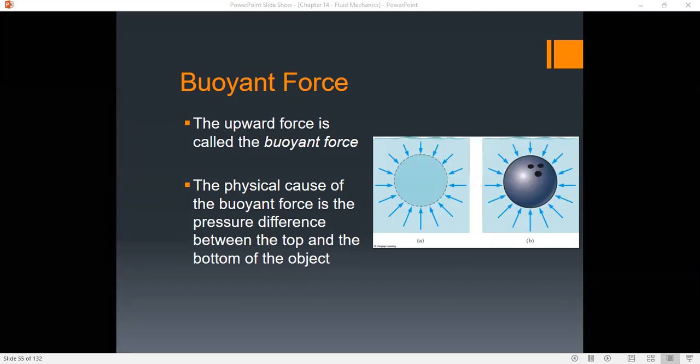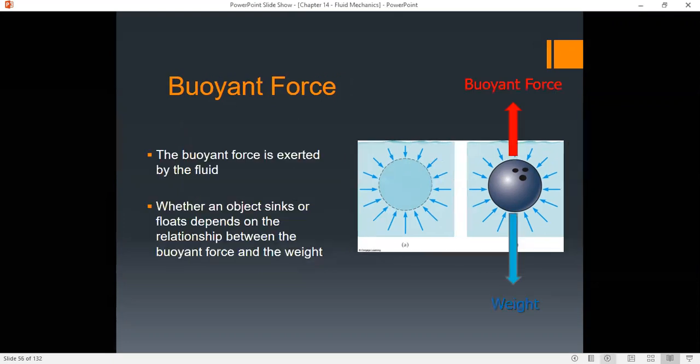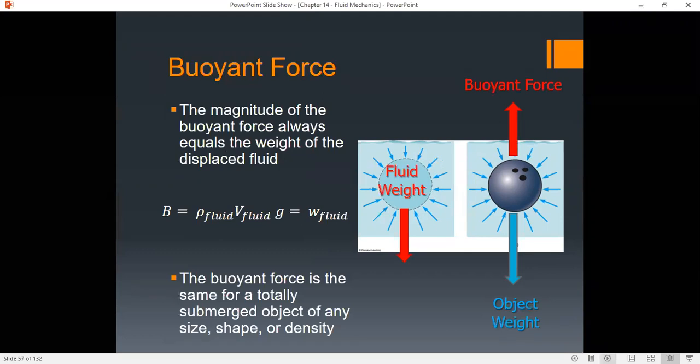So, simple idea, nothing really complicated right here. Again, can be thought of as Newton's third law, but could also be thought of as a difference in pressure where the pressure is greater underneath the object and lower at the top of the object. So again, weight pulls the object down, the buoyant force pulls the object up. And the fluid weight that we displace is simply going to be equal to the buoyant force weight.